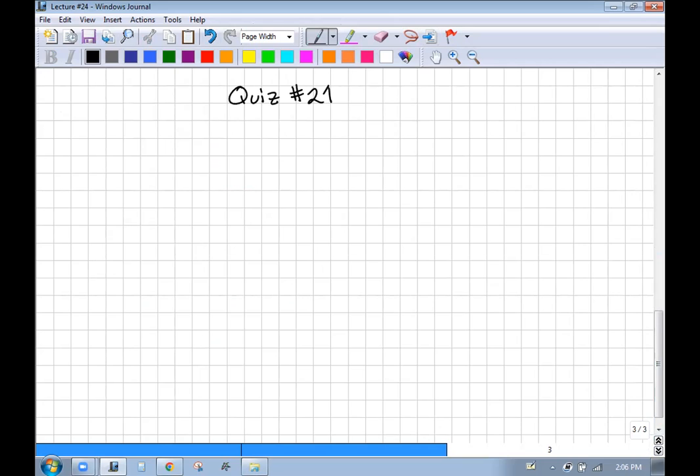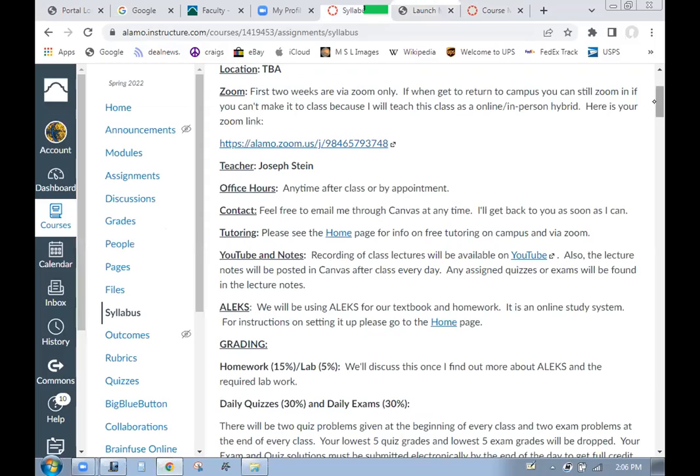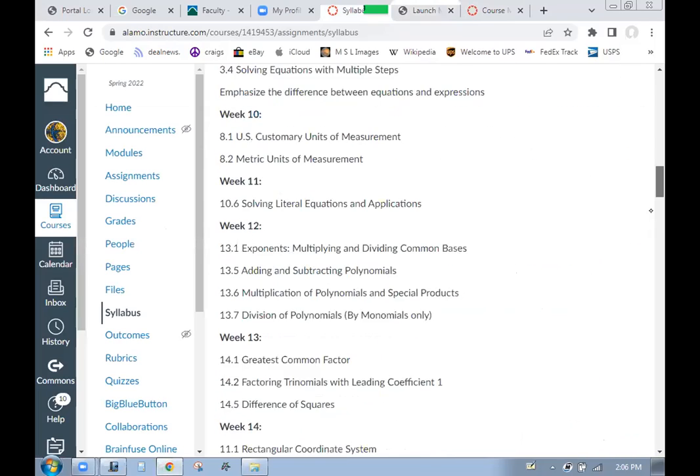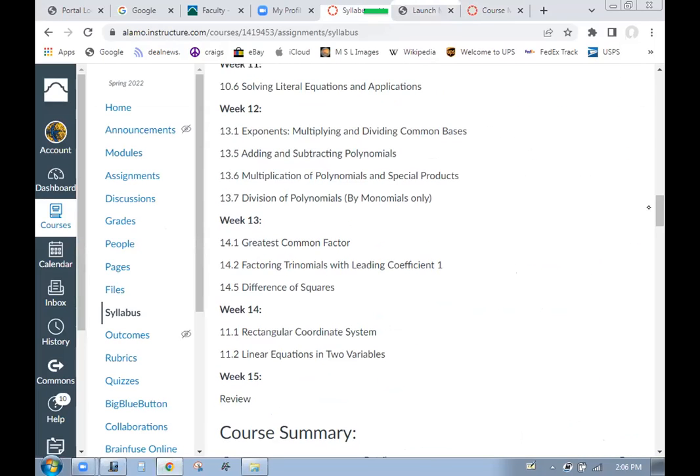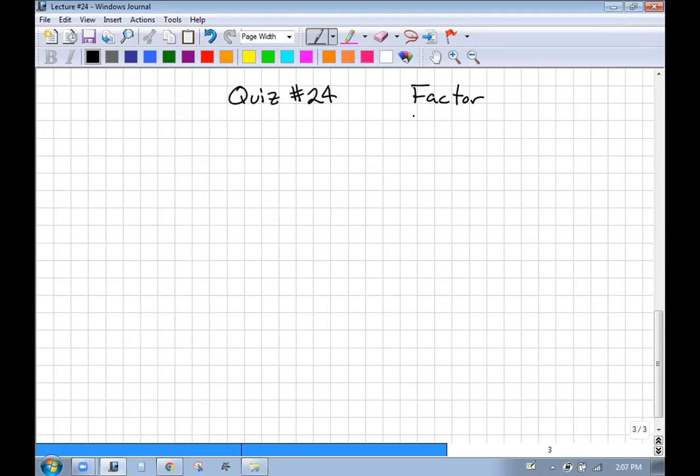Number 24. We'll do some more. Is that what we were doing last time? Let me see. What was 14.1? Greatest common factor. Now let's just do factor.